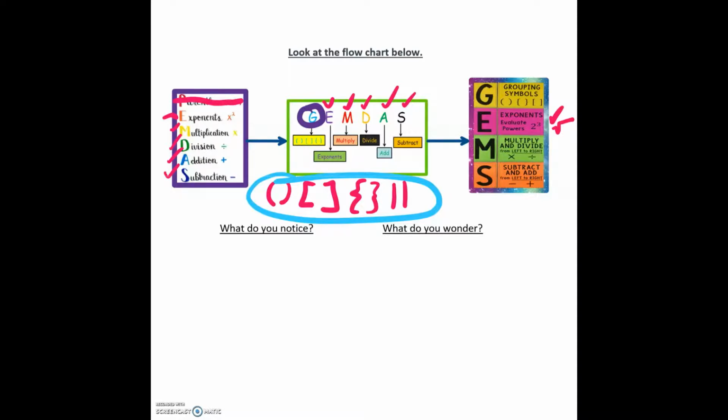For multiplication and division, we actually don't do those in a specific order. We do those from right to left. If you look right down in here, I can make this bigger.